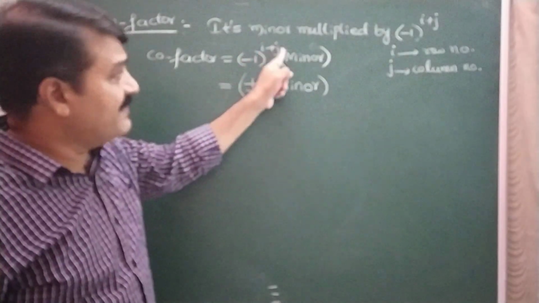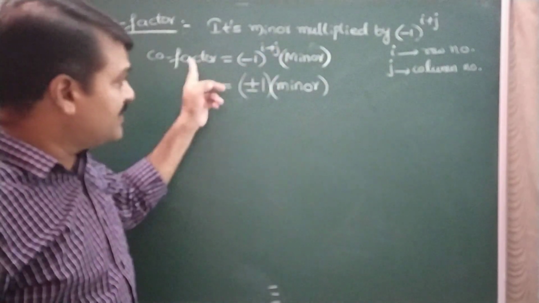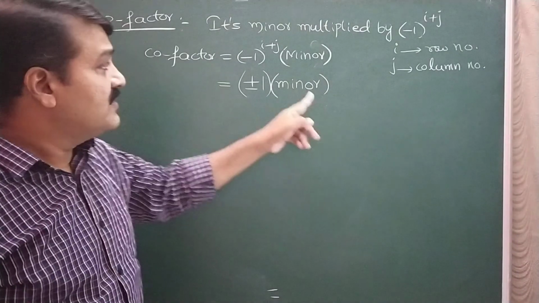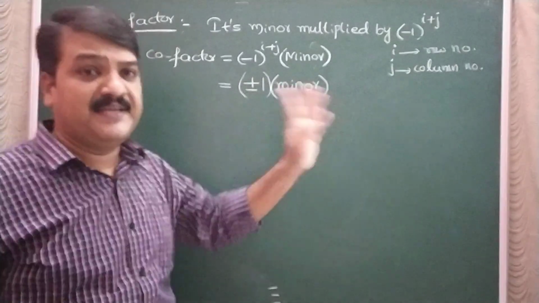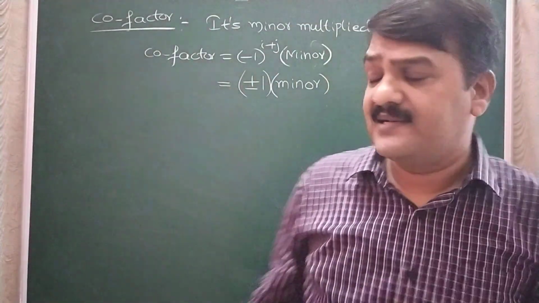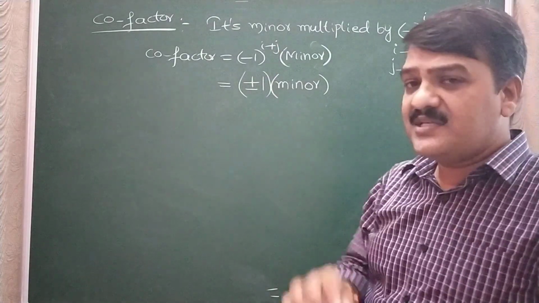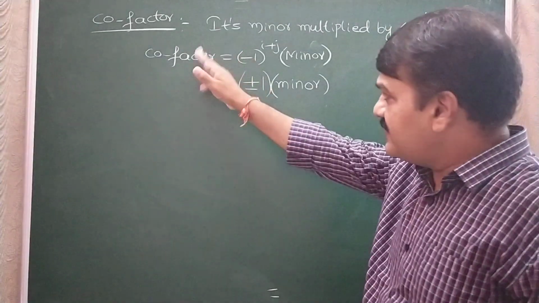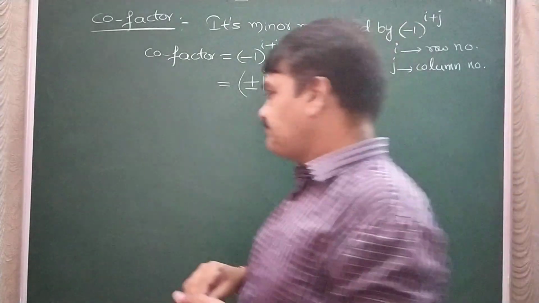When you have even power here, that is when i plus j is even, cofactor will be equal to minor. When you have odd power, that is i plus j is odd, cofactor will be equal to minus its minor. Both are same only when i plus j is even. When i plus j is odd, you will get cofactor as nothing but minus minor, that's all. So cofactor and minor are either equal or of opposite signs.